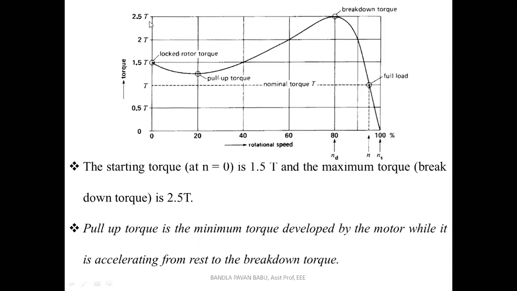So what does breakdown mean? The motor has reached the maximum torque condition at a particular slip, and at that slip the speed can be treated as n suffix small d. Here you can see at 80% of the speed, we have reached the 2.5 maximum torque value. That is called breakdown torque. Pull-up torque is the minimum torque developed by the motor while accelerating from rest to breakdown. Rest means 0. From rest to the breakdown period, the torque developed is called pull-up torque.